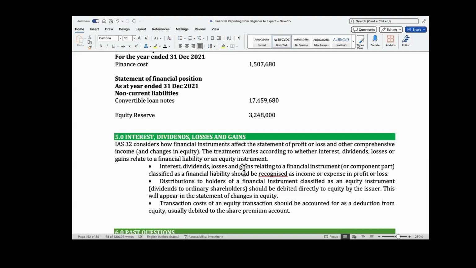And finally, when you incur transaction costs during an issue of equity or share capital, such transaction costs will be deducted from share premium. See, this is what I'm summarizing. I think it's important you know it. That is the end of financial instruments.